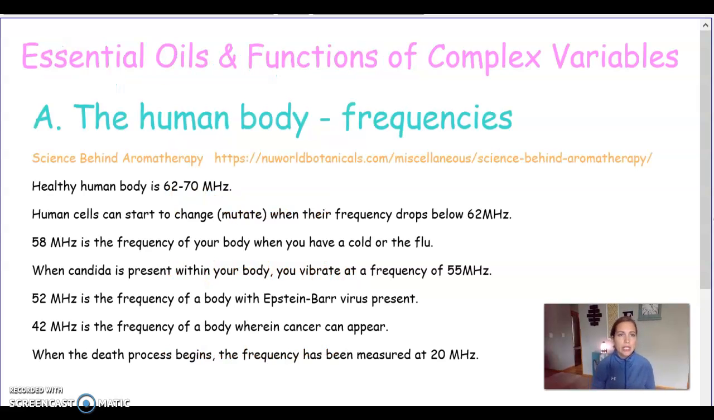So, essential oils as far as the human body. According to this website that I found, the human body runs at a frequency of 60 to 70 megahertz in a healthy human body. Obviously if you're sick, then your frequency is going to be lowered. When you have the cold or the flu, you're at about 58 megahertz. So how essential oils work is they can increase the frequency of your body and try to keep you healthier.